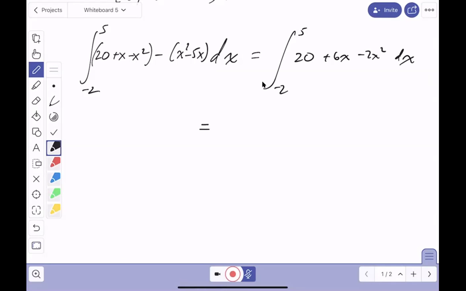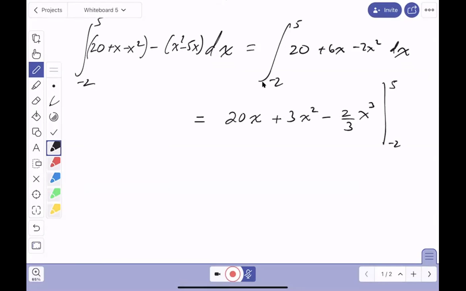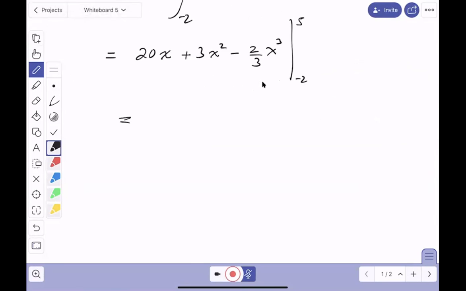Well, again, if I can do arithmetic, I'm going to do it. So it's going to be 20x. I'm doing the antiderivative now. Plus, that would be x squared, right? Over 2, so 3x squared minus 2/3 x cubed, limits of integration minus 2 to 5. Now remember, if you're weak at arithmetic, you probably need to walk away at this point. I'm not going to walk away though. I want to get the answer they have in the key.